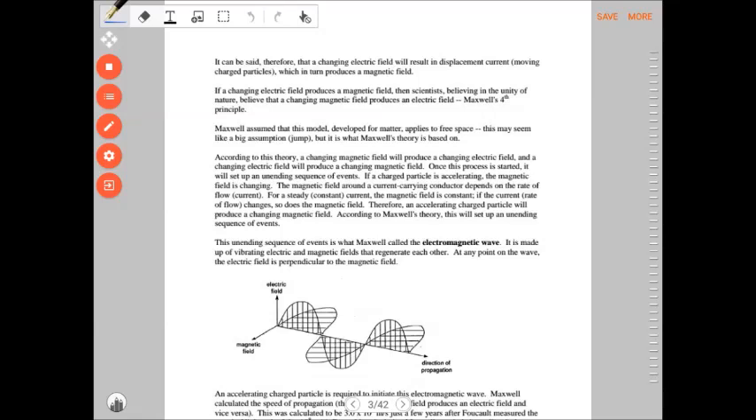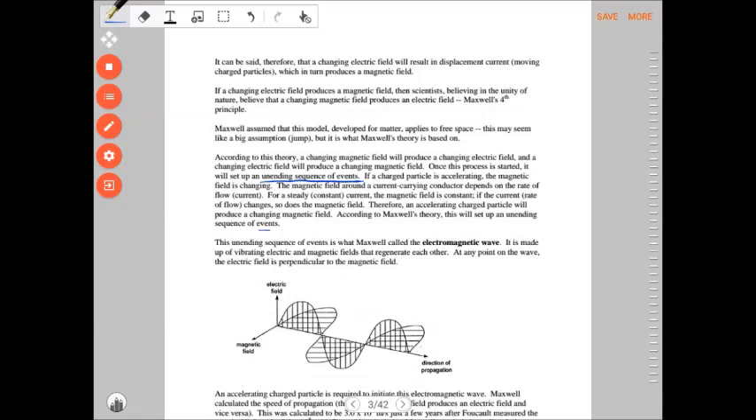According to this theory, a changing magnetic field will produce a changing electric field, and a changing electric field will produce a changing magnetic field. Once this process is started, it sets up an unending sequence of events. If a charged particle is accelerating, the magnetic field is changing. The magnetic field around a current-carrying conductor depends on the rate of flow. For a steady, constant current, the magnetic field is constant. If the current changes, so does the magnetic field. Therefore, an accelerating charged particle will produce a changing magnetic field. According to Maxwell's theory, this will set up the unending sequence of events.